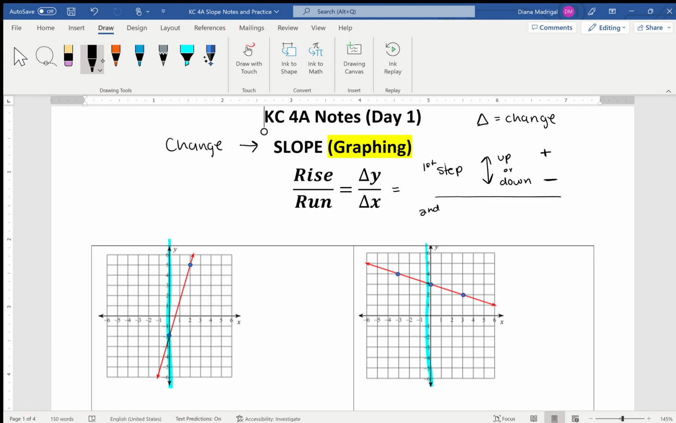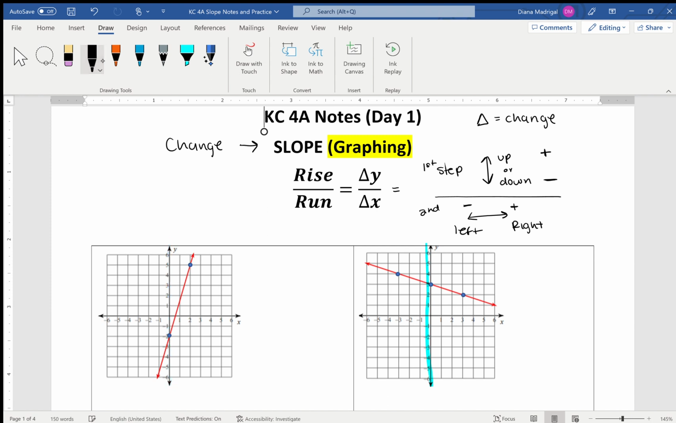Your second step is your run. Your run is always going to be from left to right. And same thing, you go to the right side is positive numbers, you go to the left side is negative numbers. So make sure you are using the correct signs for each number.